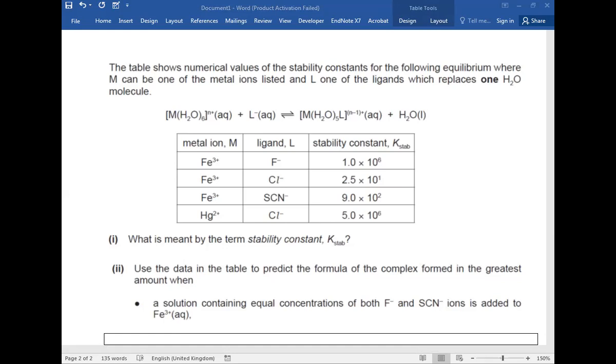If the fluoride ligand is also present and the SCN minus ligand is also present, which ligand is more stable? The fluoride one. So which one will be formed? Fluoride. How many fluorides will attach to the iron? You have to be careful with this.